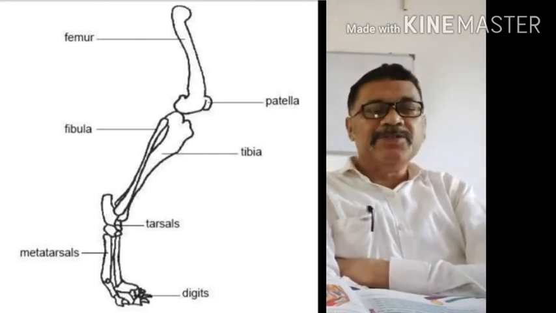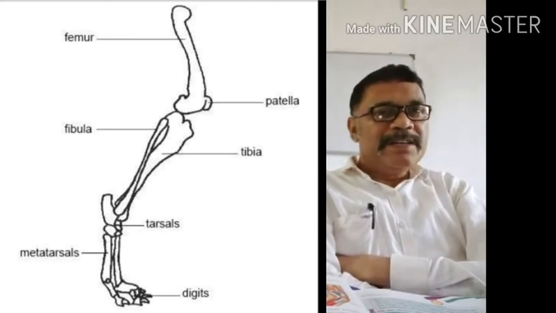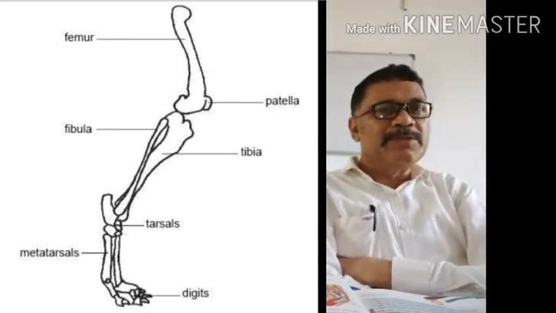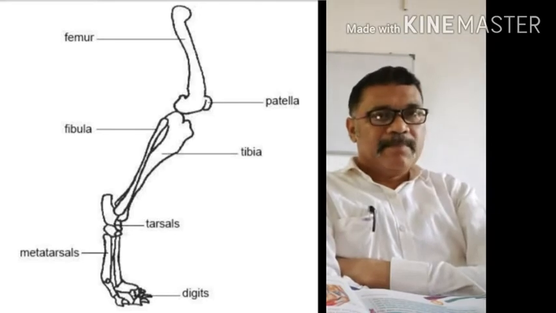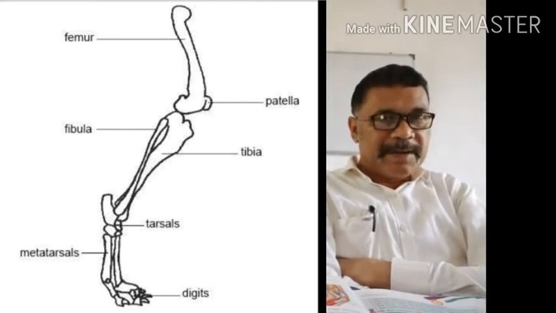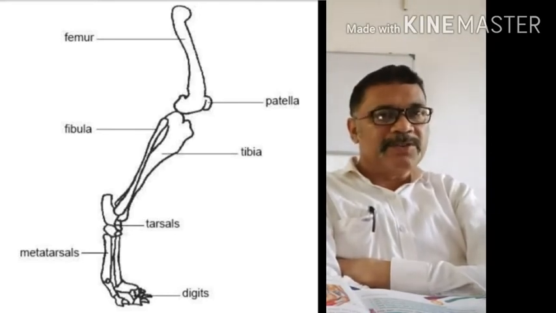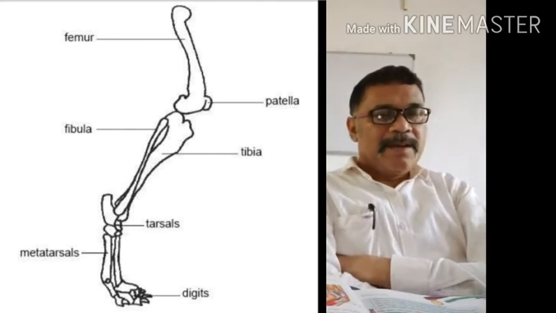Now joints. Joint is the place where two bones meet together. Now two bones may be joined in different ways.